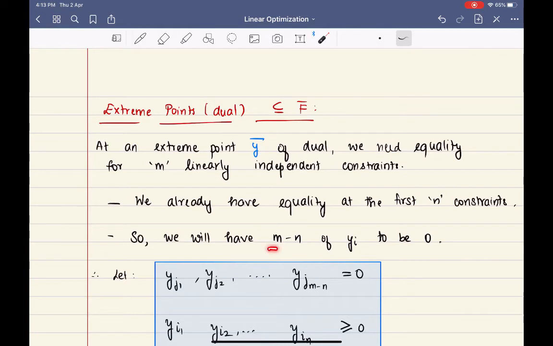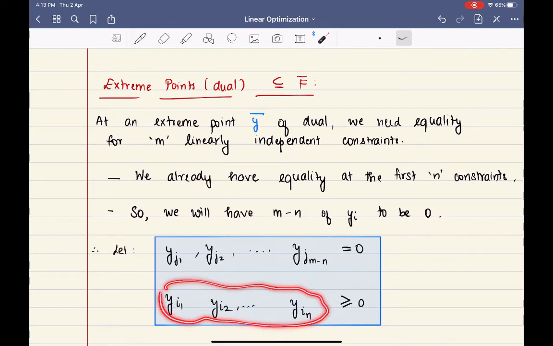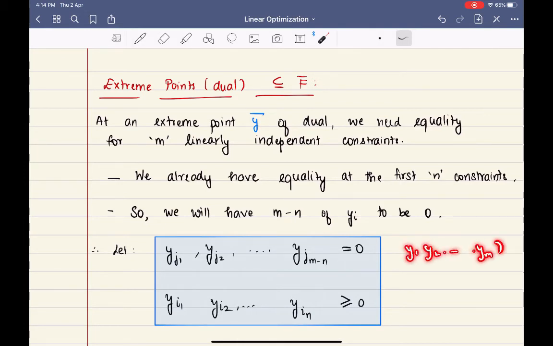So we will have m minus n of the yi to be 0, right? So let them be like this. Let yj1, yj2 till yj m minus n be the ones which are tight. The others are bigger than or equal to 0. We do not know whether they are equal to 0 or strictly bigger than 0. They are bigger than or equal to 0. But we know for sure that m minus n of them are equal to 0. Now what we want to show is that this particular y, y1, y2 till ym, is in f bar.